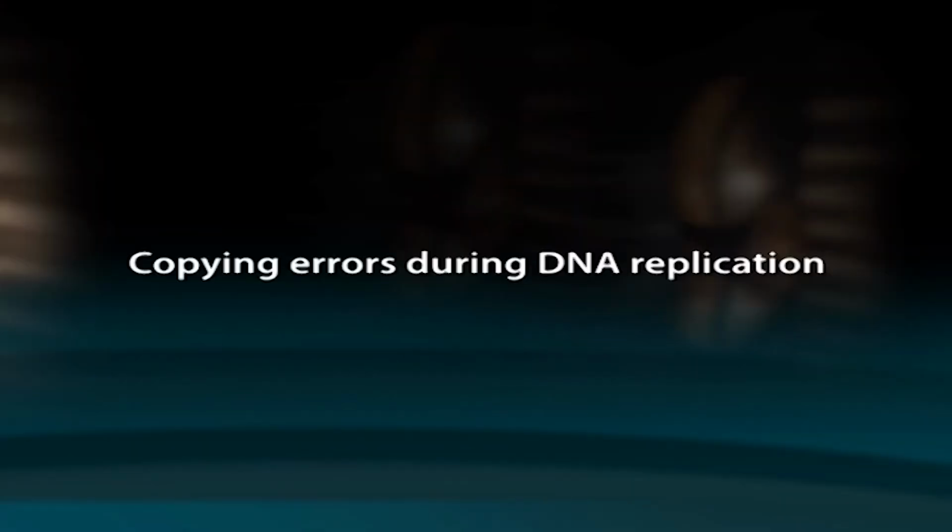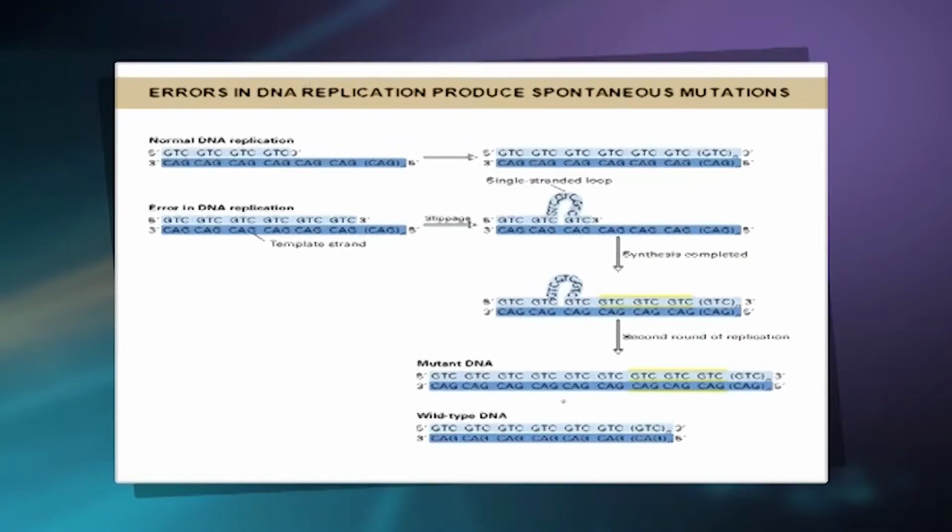Subsequent replication leads to a mutant daughter cell in which a TA base pair replaces the wild type CG base pair. Another cause of spontaneous mutations is copying errors during DNA replication. Although replication generally is carried out with high fidelity, errors occasionally occur. This figure illustrates how one type of copying error can produce a mutation. In the example shown, the mutant DNA contains 9 additional base pairs.